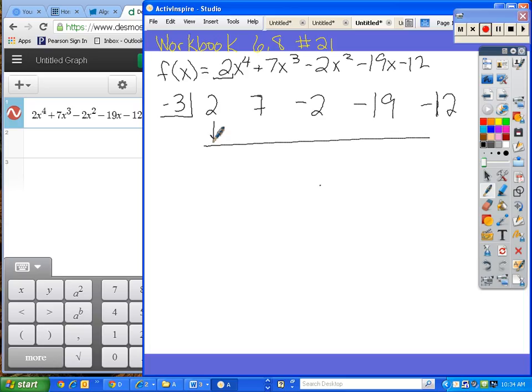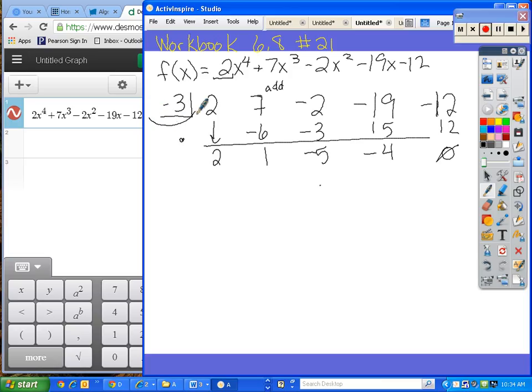I bring down my first term. I multiply here. I add my columns. So I have 1. I always multiply back there, negative 3. I add my columns. I always multiply back. I add my columns. I multiply back here, and I get 0, which is what I knew I needed to get. Now what I can do is I can write my factors that I have.